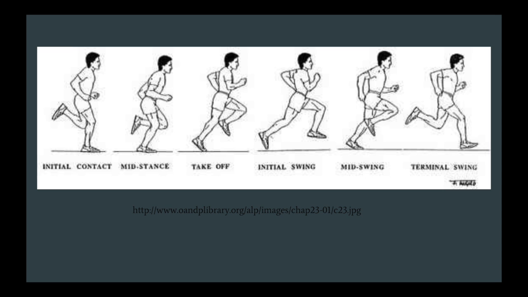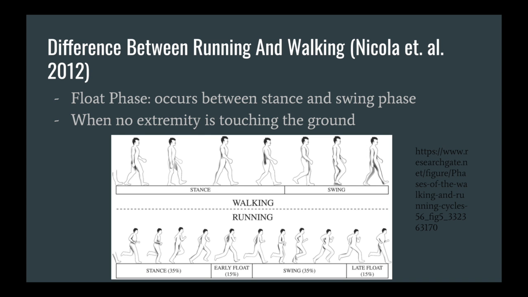At the start of the swing phase is the initial swing, where the knee drives up to its maximum height. This leads into the mid-phase, when the knee has reached the maximum height. The terminal end of the swing occurs when the knee extends, preparing to make the initial contact again, thus ending the cycle. When comparing the movements of walking and running, there is a key difference in each of their gait cycles. Looking at the chart, you can tell that the running gait cycle includes a float phase, where the walking does not. The float phase occurs in between the stance and swing phases. This short phase is when no extremity of the body is touching the ground, thus where the name float comes from.